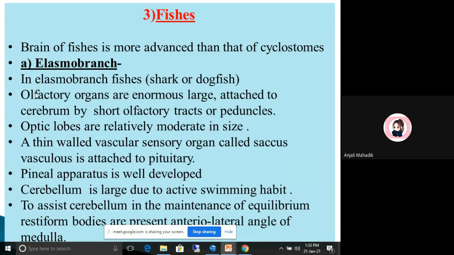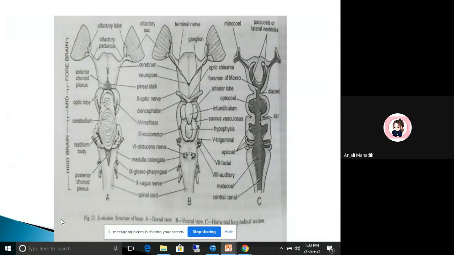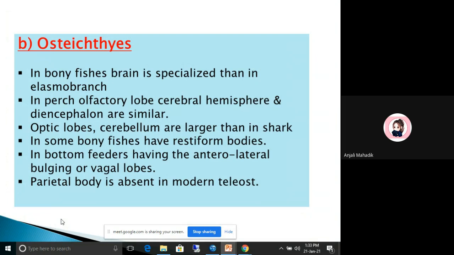We see the olfactory organs are enormous and large, attached to the cerebrum by olfactory tracts or peduncles. Optic lobes are relatively moderate in size. The saccus vasculosus is attached to the pituitary. The pineal apparatus is also well developed. The cerebellum is large due to the active swimming habit, and to help this there are also the corpora restiformia. So this is the first vertebrate with a better developed brain than the protochordates or cyclostomes.